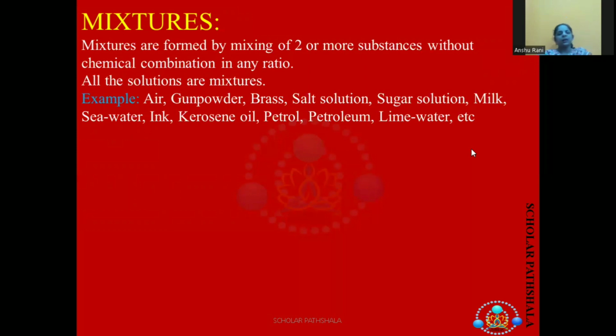Suppose you have iron and sulfur. Just mix them together, iron and sulfur. You can separate them with the help of a magnet, as iron shows the property of magnetism. But when you take iron and sulfur and heat them, you form iron sulfide, a compound which has properties different from iron and sulfur. So iron sulfide is a black colored compound which can't be separated with the help of a magnet. So properties of a compound are entirely different from properties of its constituents.